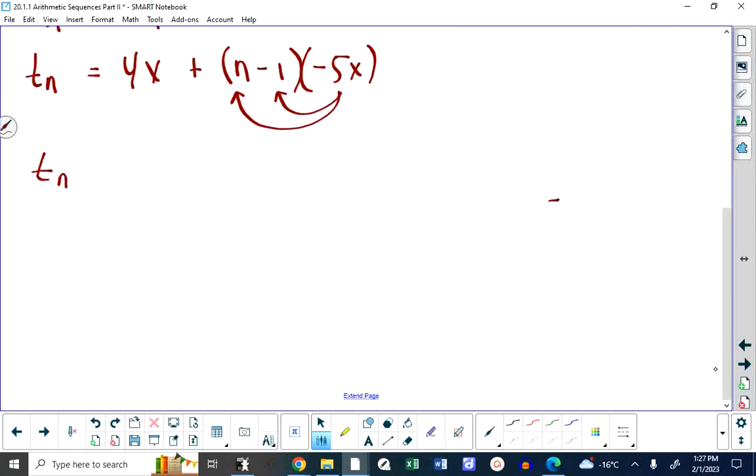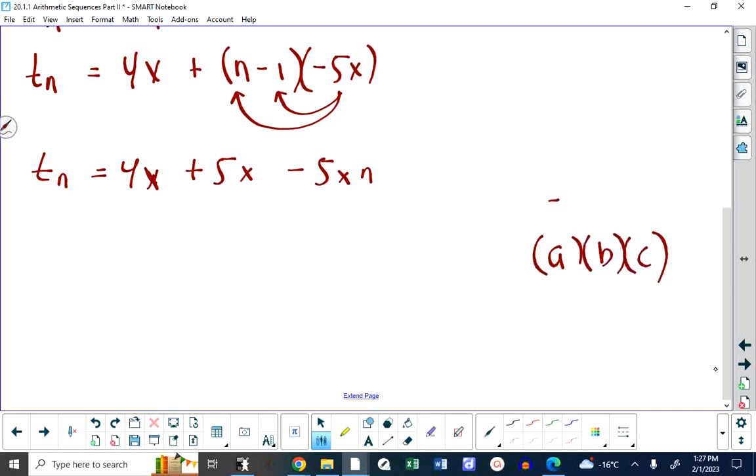I'm going to get t sub n equals 4x. Let's see, negative 5x times negative 1 is 5x. Negative times negative is positive. Negative 5x times n is negative 5xn. There's nothing I can do with that. That's like saying, what's a times b times c? It's abc. So what's negative 5x times n? Negative 5xn. These two I can bring together.